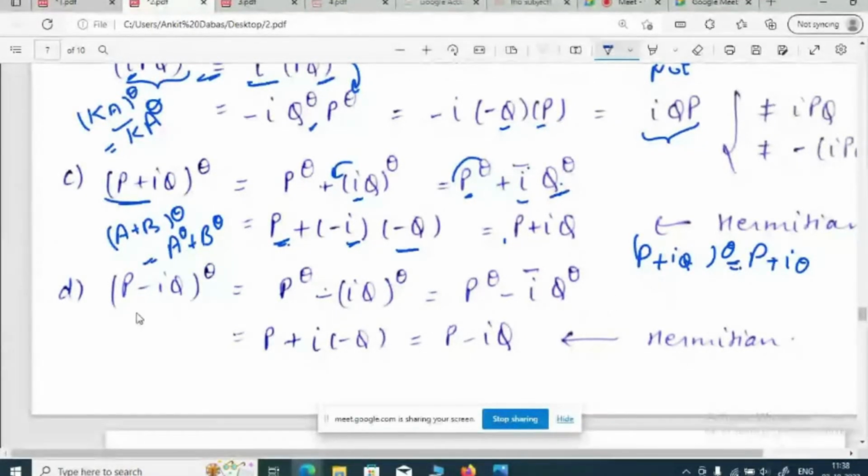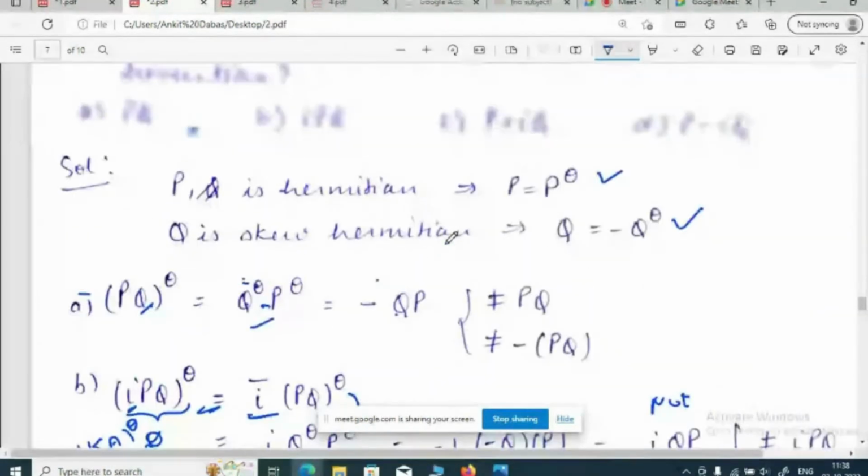Next, we had P minus iota Q. So P conjugate minus iota Q conjugate, moving in a similar pattern, we can see that this will give us P minus iota Q, and this will again be a Hermitian matrix. So options C and D both represent a Hermitian matrix here.